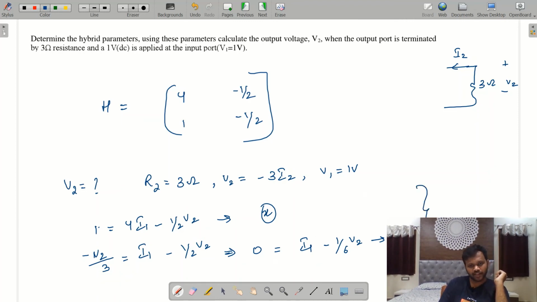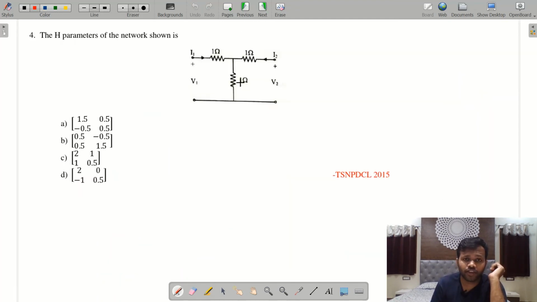Just by using the calculator, you can solve it. You are going to get V2 as 6 volts and I1 as 1 ampere. So the answer is V2 equal to 6 volts. You can use the calculator and solve the value of V2. So this is our fourth question.